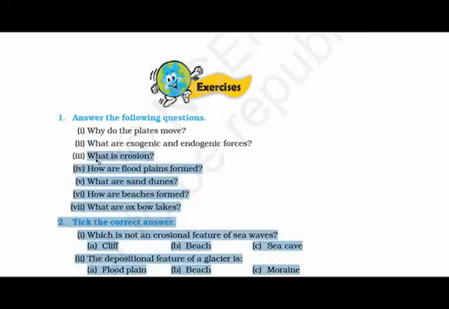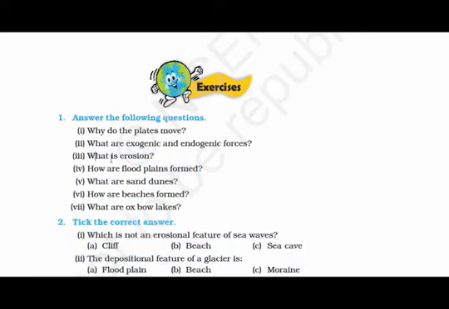Third question, what is erosion? Erosion is nothing but the wearing away of soil from one place to another by a means of transportation like wind, water, etc. Fourth question, how are floodplains formed? Floodplains are formed by continuous flow of running water. Fifth question, what are sand dunes? Sand dunes are nothing but the wind that blows in the desert and carries the sand from one place to another. Sixth question, how are beaches formed?